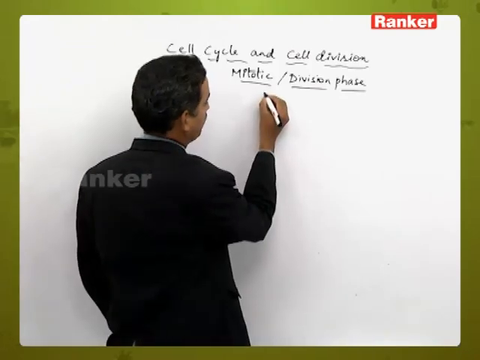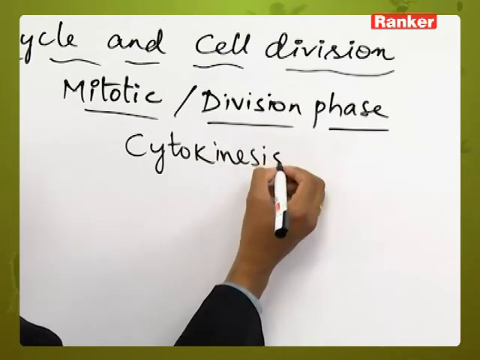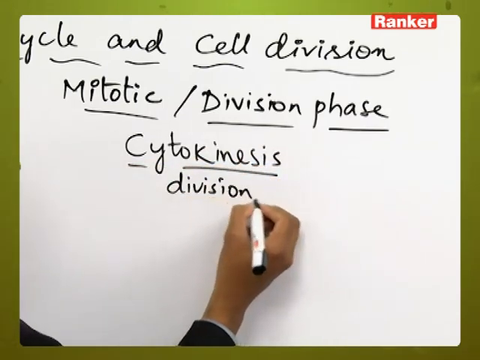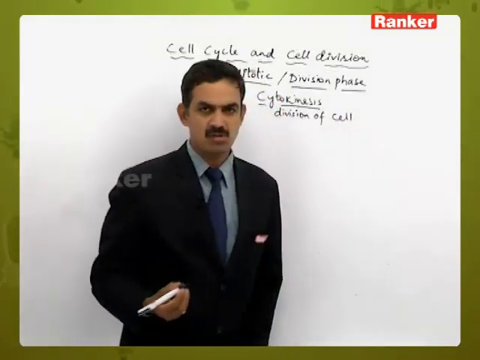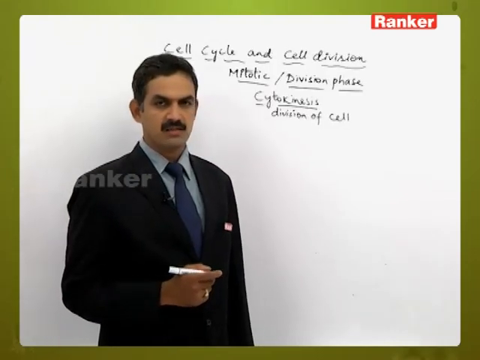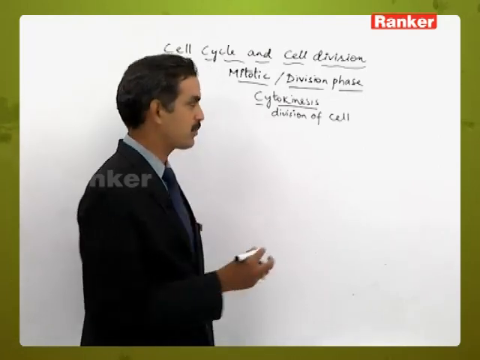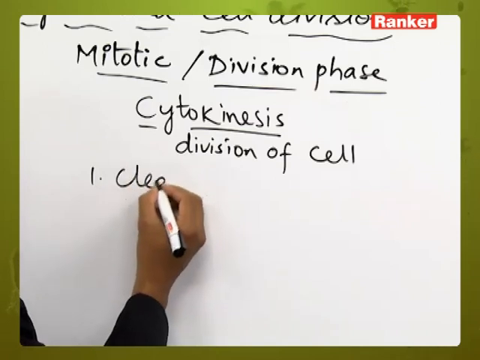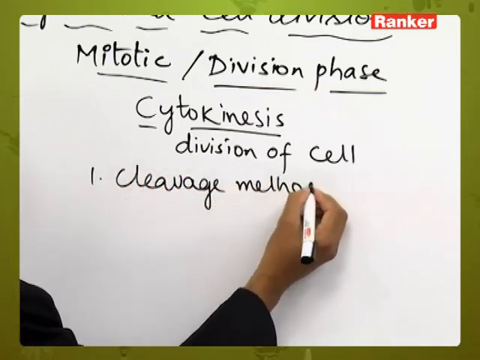After completion of this, the cell will enter into the next stage called cytokinesis, that is the division of cytoplasm, or the division of the protoplasm, or the division of the cell. So the division of the nucleus has taken place during karyokinesis. Now, the division of the cell will take place in plant cells by 2 methods. One is called the cleavage method and the other is called the cell plate method.